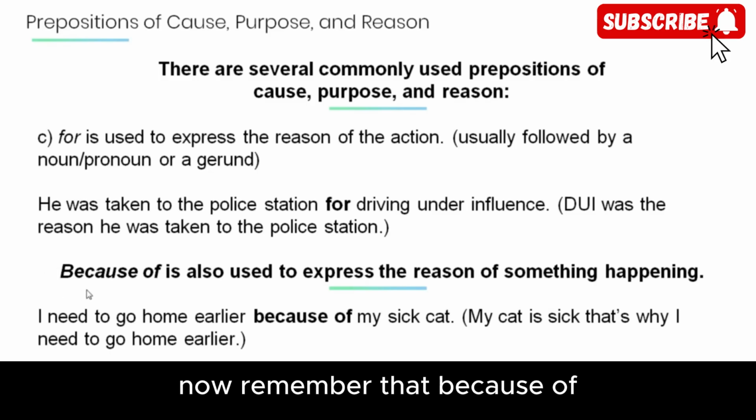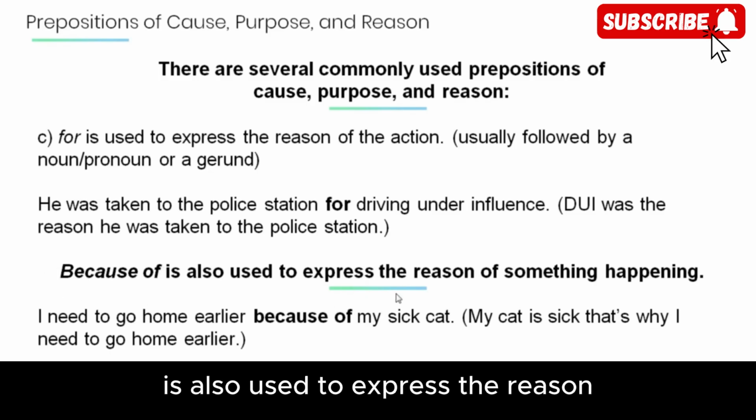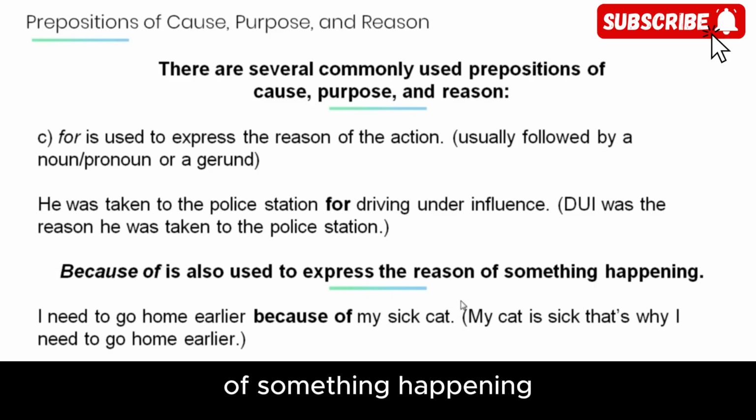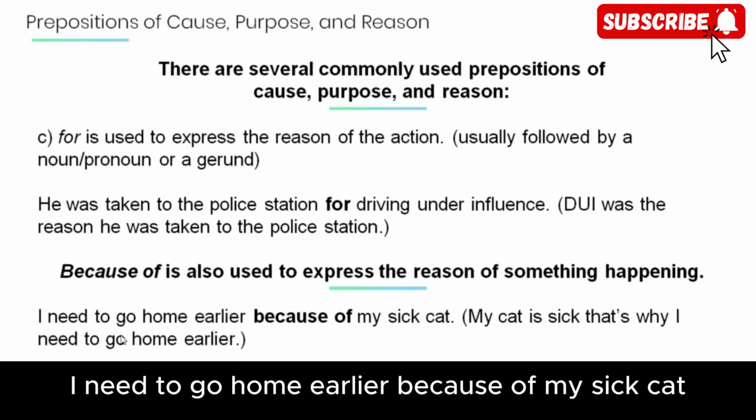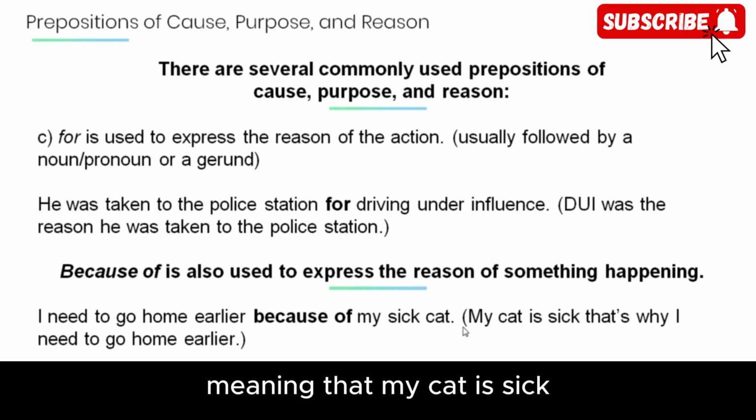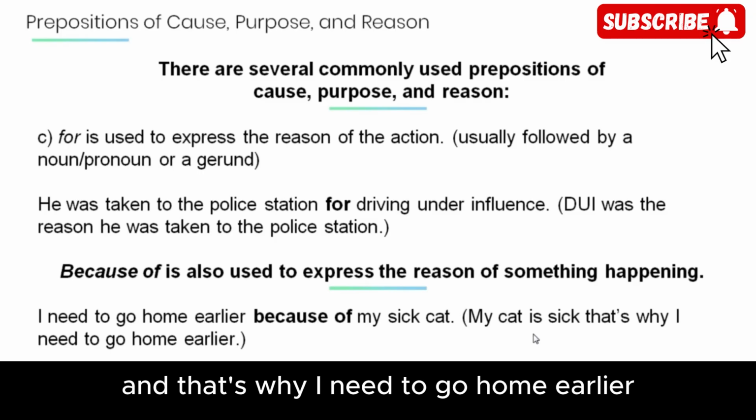Now remember that because of is also used to express the reason of something happening. Have a look at the example over here. I need to go home earlier because of my sick cat, meaning that my cat is sick, and that's why I need to go home earlier.